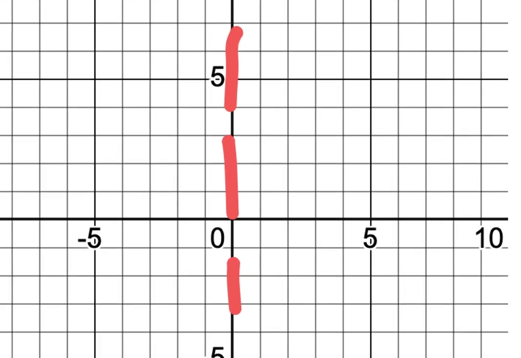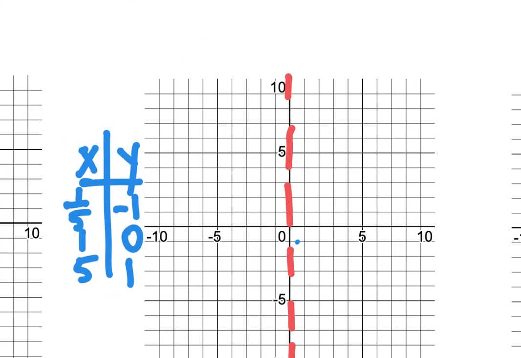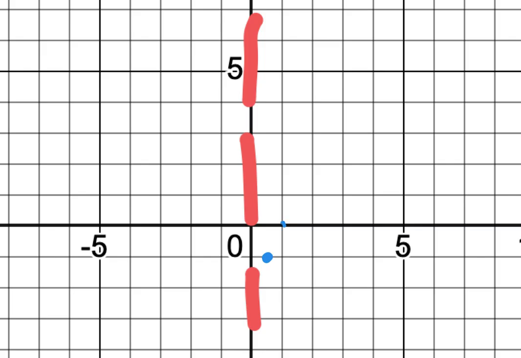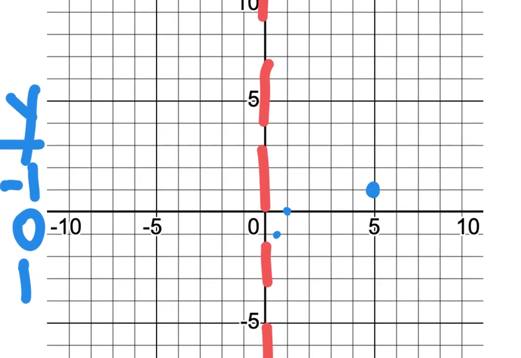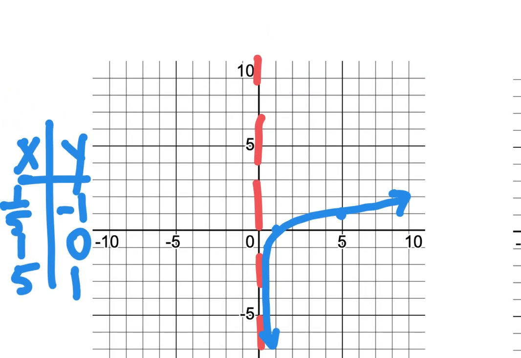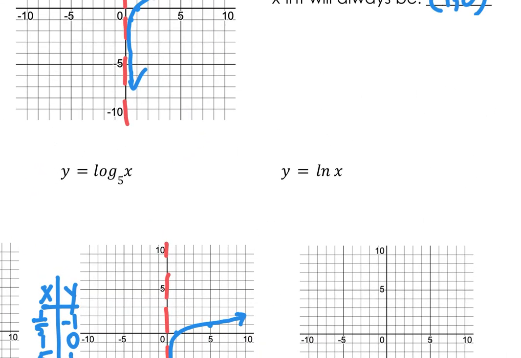Go 1/5 of the way over, down 1. Then we have 1, 0, which is right here, and then 5, 1, right here. So we have our 3 points, connect those 3, and we have our log graph. Now, natural log of x. Next, well, we just did that up here, so you can copy that down.